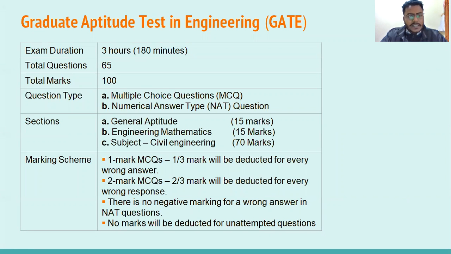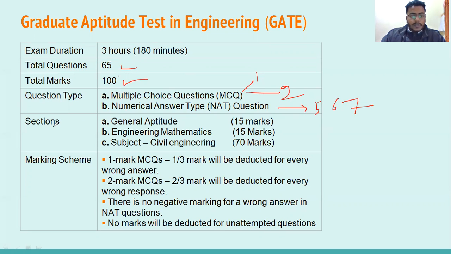GATE is the Graduate Aptitude Test in Engineering, and this exam is conducted in an online, computer-based mode. The exam duration is 3 hours, 180 minutes. The total number of questions in GATE is 65, for a total of 100 marks. There are two types of questions: multiple choice questions, which can be for 1 mark or 2 marks, and numerical answer type questions, where you have to fill in the numerical value. Suppose you get some value like 5, 6, or 7.